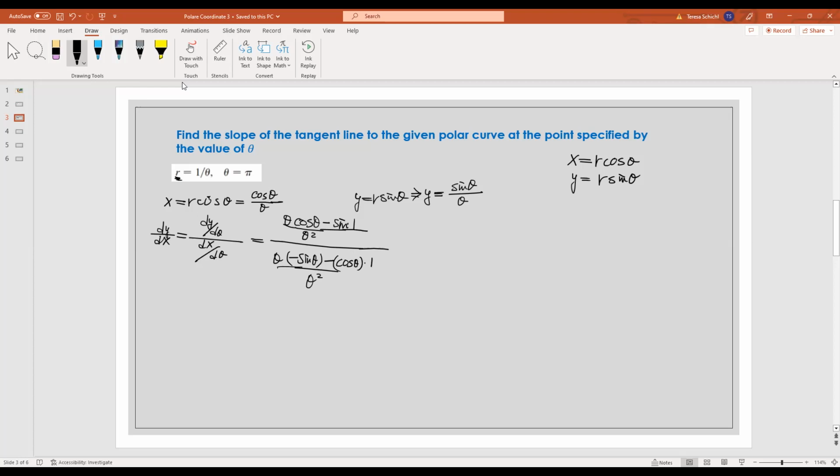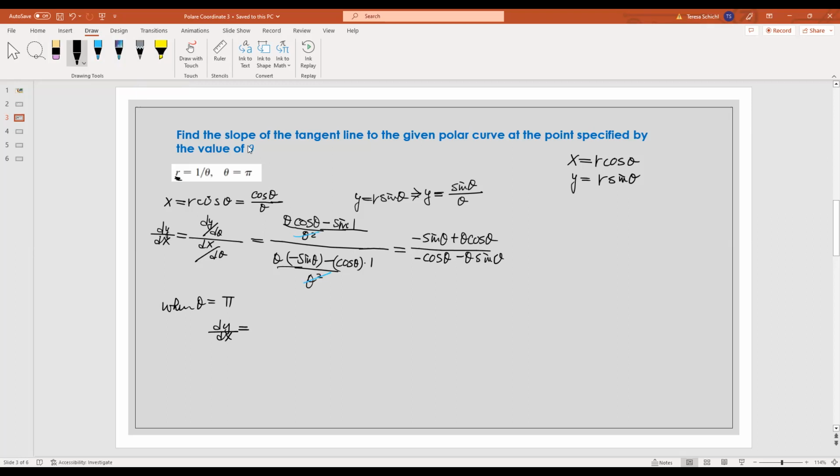Then times the derivative of theta, which is 1 here, right? So if you do some algebra to simplify that, you will find this one here will be negative sine theta plus theta cosine theta, and then the bottom will be negative cosine theta minus theta sine theta, right? So you basically flip the top, multiply the two fractions, and cancel the theta square. So that's your derivative.